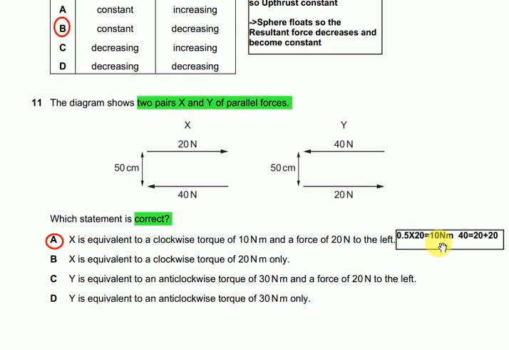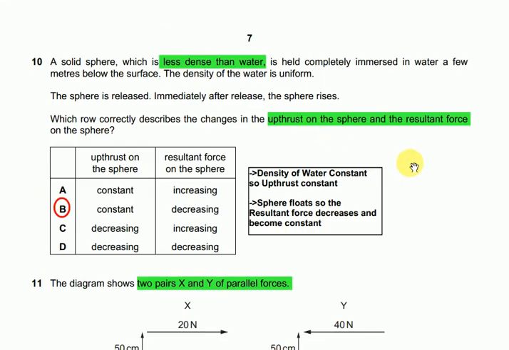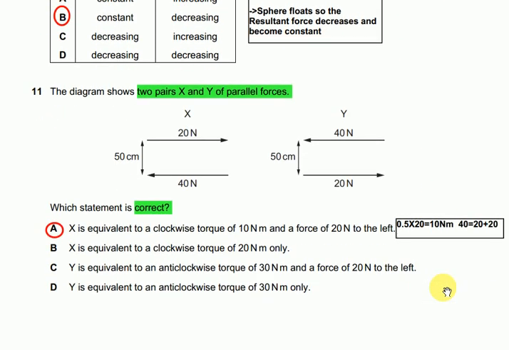Question number 11 says the diagram shows two pairs x and y of parallel forces. Which statement is correct? X is equivalent to a clockwise torque of 10 Newton meter and a force of 20 Newton to the left. So we can break this 20 Newton and 40 Newton into 20 plus 20. So 20 into 0.5 meters is 10 Newton meter, and there's an extra force to the left which is 20 newtons, which is also to the left.